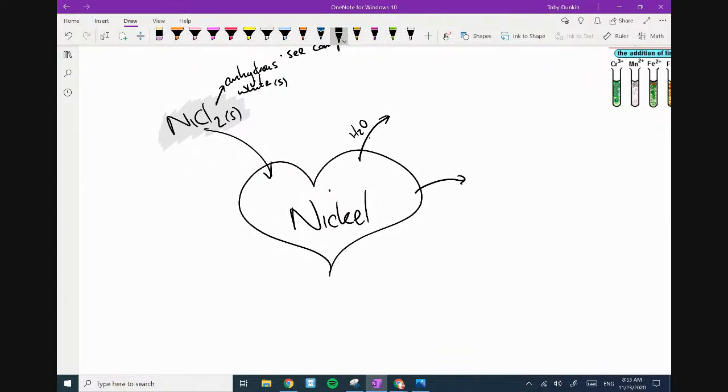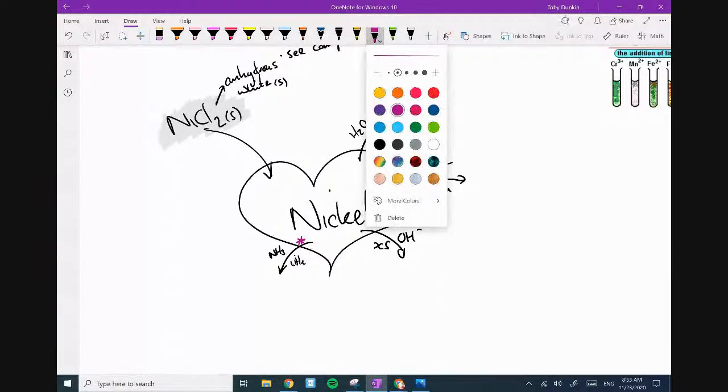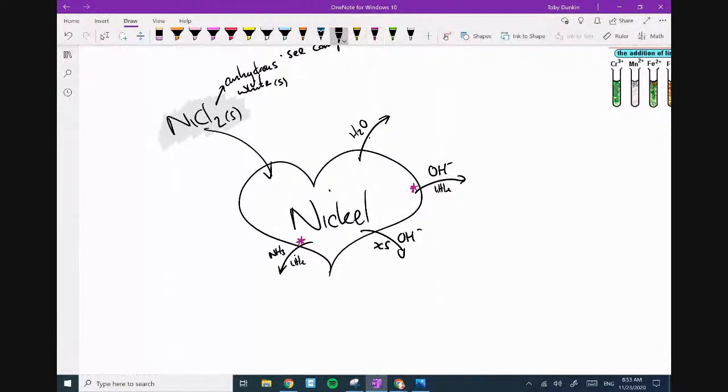Add water, add a little OH minus, then excess sodium hydroxide. Then we're going to add ammonia, little. The little's always the same. I love that. Always focus on the routines. The two littles are always the same, both for color and complex. That makes my life so much easier. Then we're going to do excess ammonia, so that's a concentrated scenario. And then we're going to add our carbonate ion.